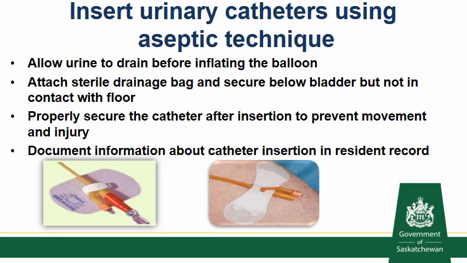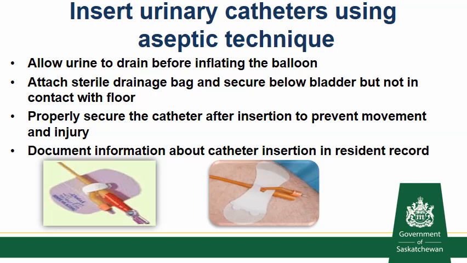After the catheter is inserted, allow the urine to drain before the balloon is inflated. If a drainage bag is not already connected to the catheter, attach the sterile drainage bag to the catheter end and secure the tubing and bag so that it is below the level of the bladder to facilitate drainage, but not in contact with the floor.